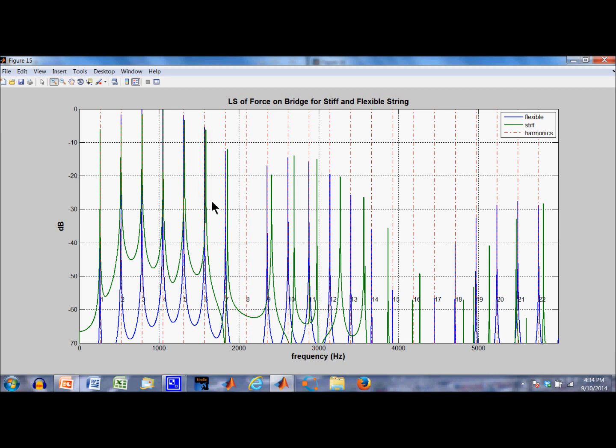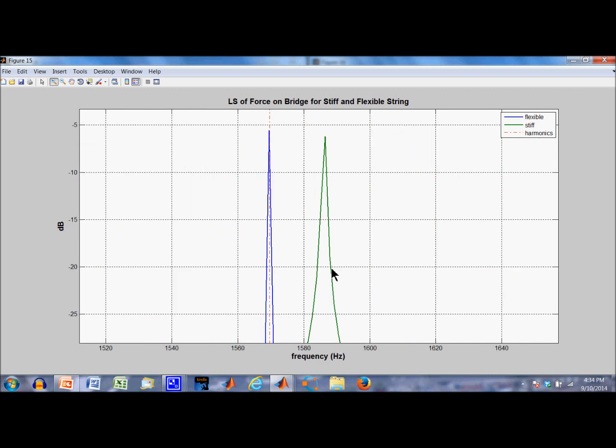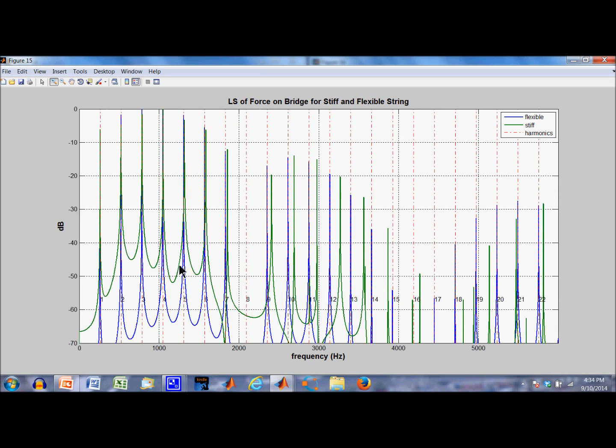a separation. For example, here I think this is the 6th harmonic. The flexible still has a representation at the 6th harmonic, but the stiff has a partial significantly greater than that. There's no representation here at the 8th harmonic because of the position of the hammer strike. What you can see is, as the frequency gets larger, the location of the peak for the stiff string starts to disperse from that of the flexible.